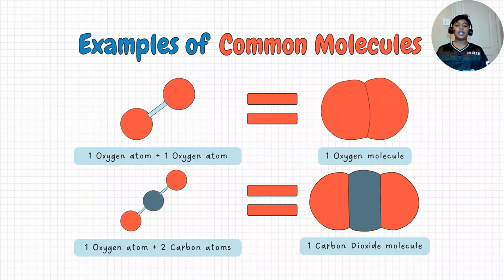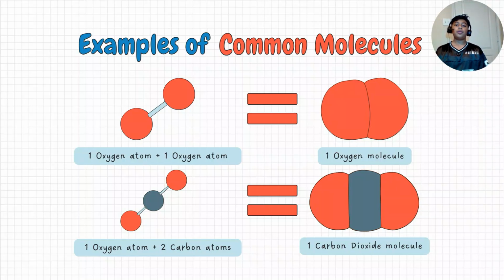These are some common examples of molecules. So 1 oxygen atom plus 1 oxygen atom equals 1 oxygen molecule. And I know this sounds a little bizarre, but oxygen molecules are actually what is breathed in, and normal oxygen atoms cannot be breathed in. You cannot breathe in oxygen atoms. It needs to be an oxygen molecule, which is why oxygen molecules exist. Chemically, you can write this as O2.